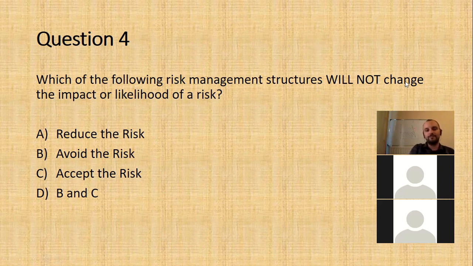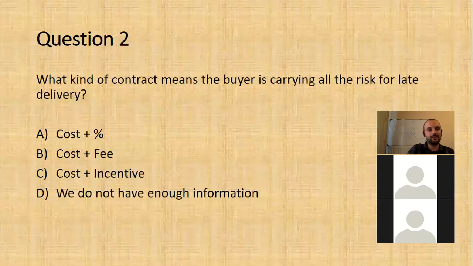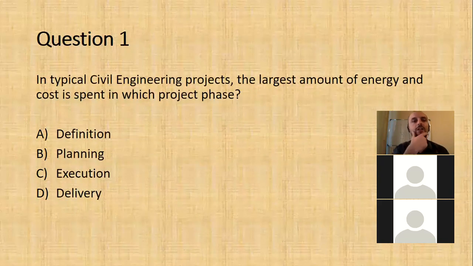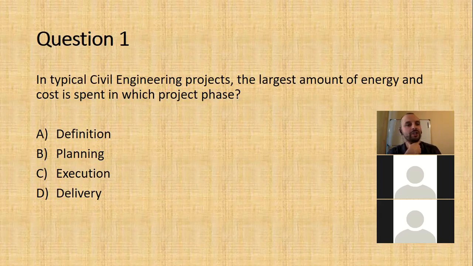Okay, are we all done? Yes. Okay, so let's go back to question 1. In typical civil engineering projects, the largest amount of energy and cost is spent in which project phase? A, definition, B, planning, C, execution, or D, delivery? What did you put, Ivan? Sir, it says energy so it's planning. Cardo? So I guess it's planning as well.